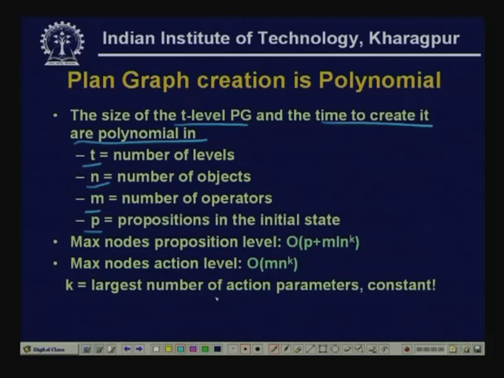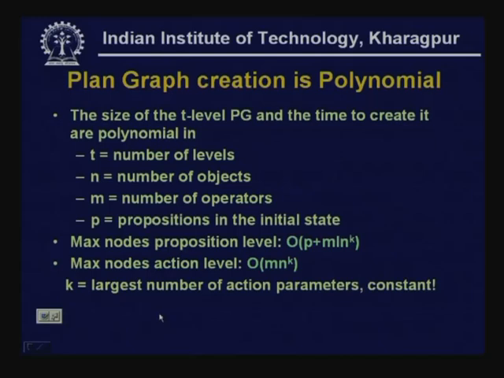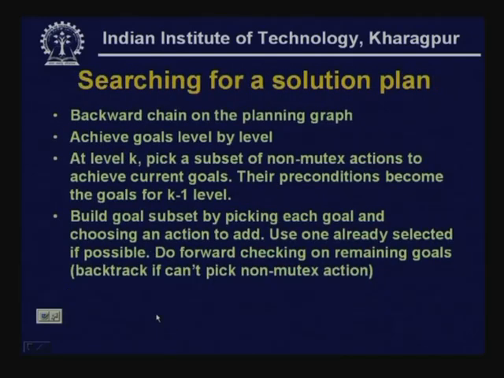K is the number of possible actions in the planning problem that we are considering.